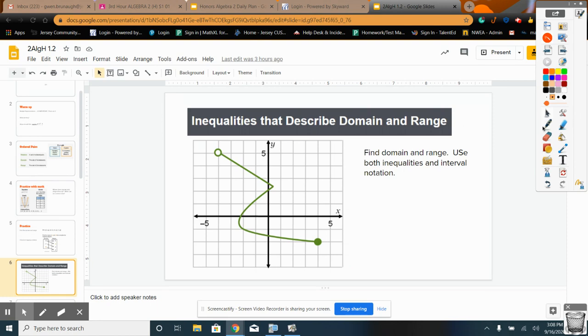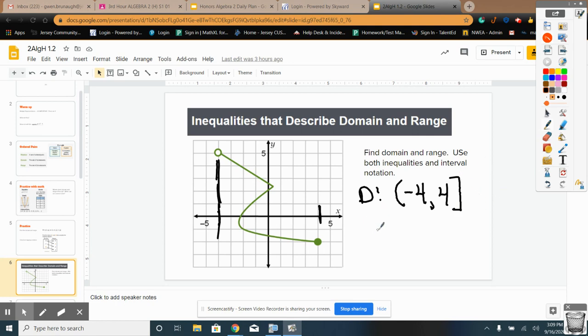Okay, you can use inequalities to describe domain and range, or interval notation. So let's talk about domain here. What is x allowed to be? That's your left to your right. Well, if you go all the way to the left, it looks like your graph is starting right here at -4. Interval notation is a little easier for me. I'm going to do a parenthesis for -4 because it cannot equal -4 because of the open circle. It goes to the right all the way over to 4. It can equal 4, so that's a square bracket.